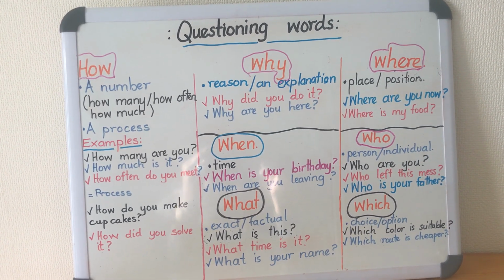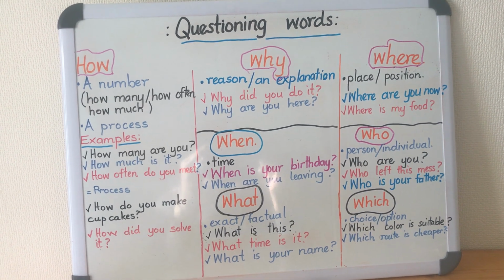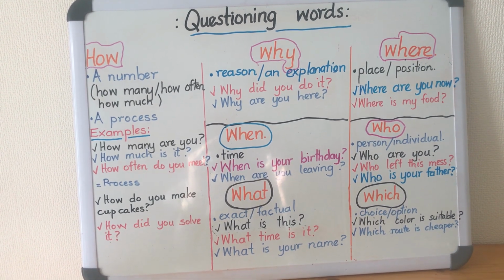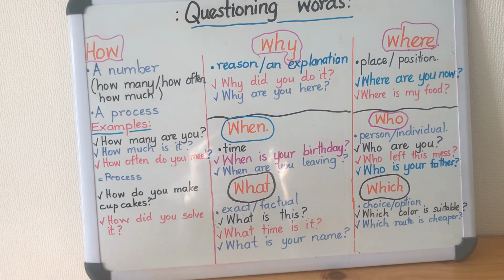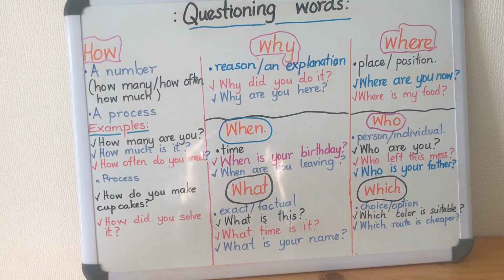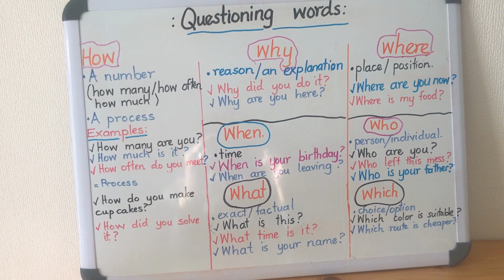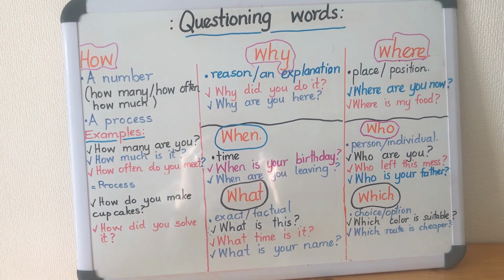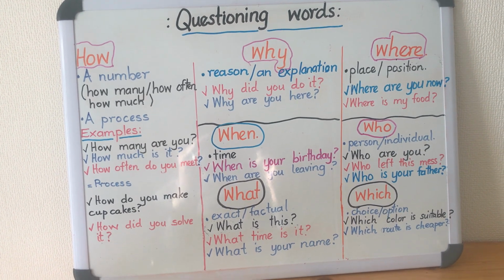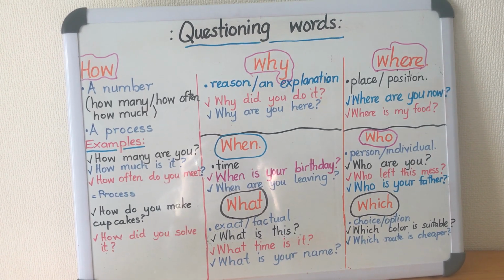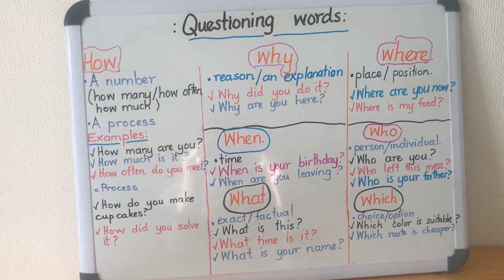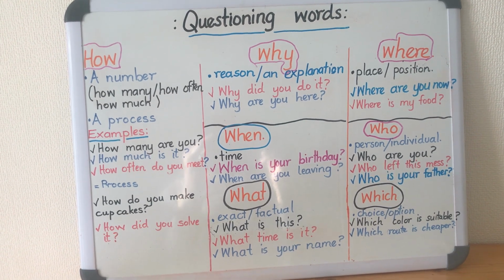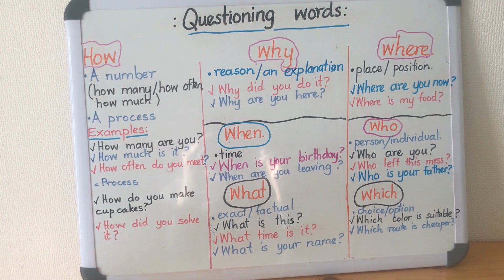Let's go to the second one. Why? With why questions, we want the reason or we want an explanation. Why did you do it? You've got to give a reason as to why you did it. And I'm sure that reason has to be accompanied by an explanation. At times, it's not so easy to separate the reason from the explanation. So you might give a reason and an explanation, or you just give the reason.